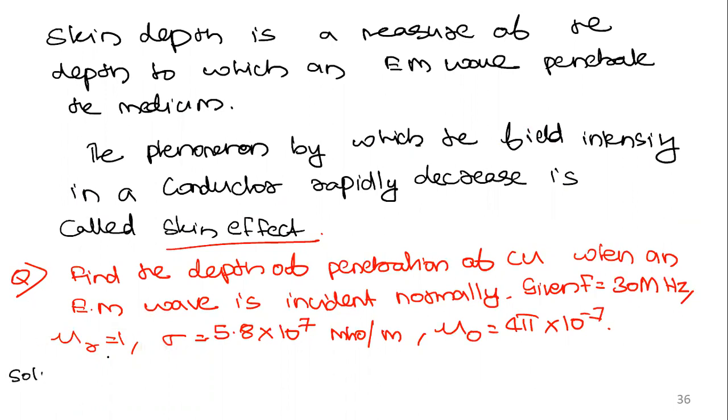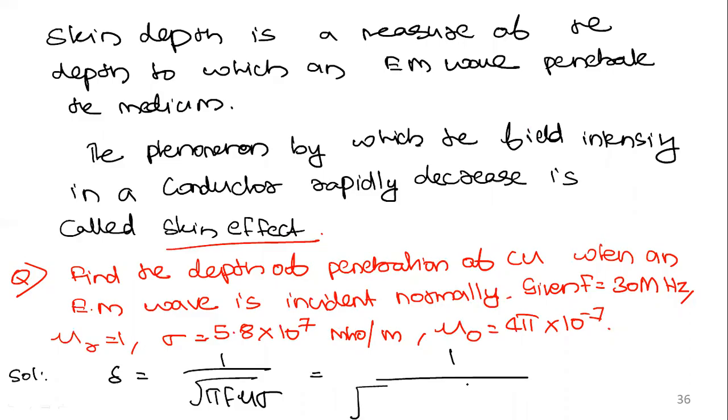How will we solve this? We are asked to find out delta. So what is the equation for delta? We have just seen, delta is equal to 1 by root of pi f mu sigma. This question can come in your A part, a very simple question. But be careful about the units when you substitute. Yes, that is very important.